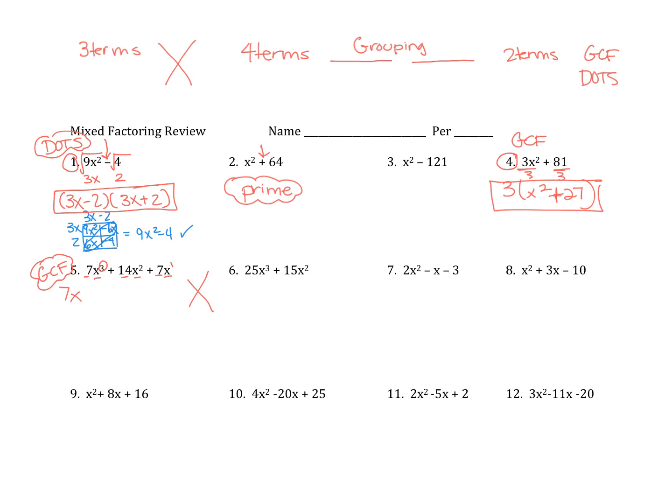And remember, it's the lowest exponent. So in this case, it's my x to the first. You don't need to write the 1 there. And now I'm going to divide each one of these by 7x.